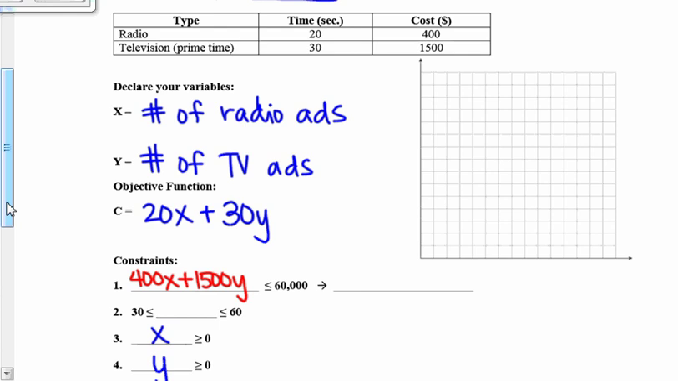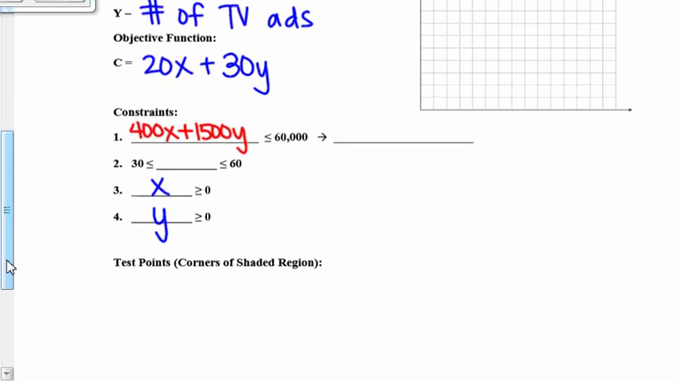So all the money I spend on the radio ads plus all the money I spend on the TV ads has to be less than or equal to 60,000 because that's our budget. I can't go over that. Now, where it has that little arrow, it wants me to actually solve for y, so it's going to be easier for me to graph. It's going to be 2 steps here, so I'll have to add another line there. But first I'm going to subtract over my 400x to solve for y, just using my solving skills. And I get 1,500y is less than or equal to negative 400x plus 60,000.